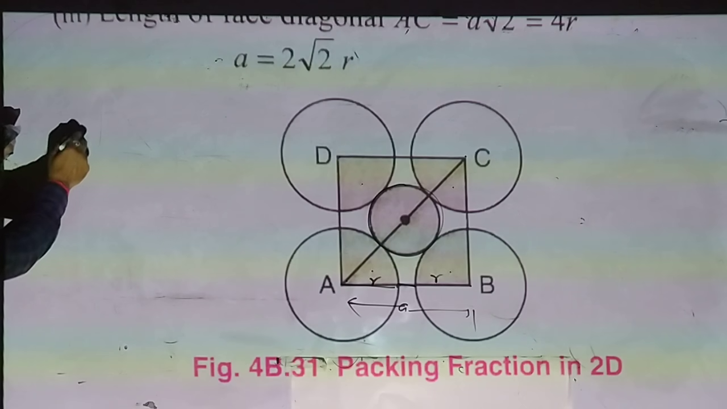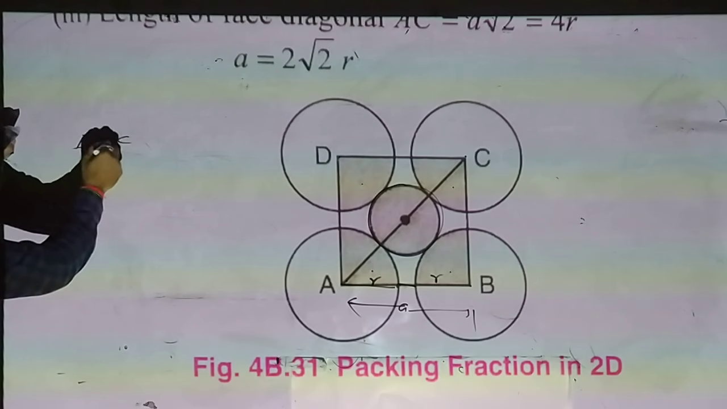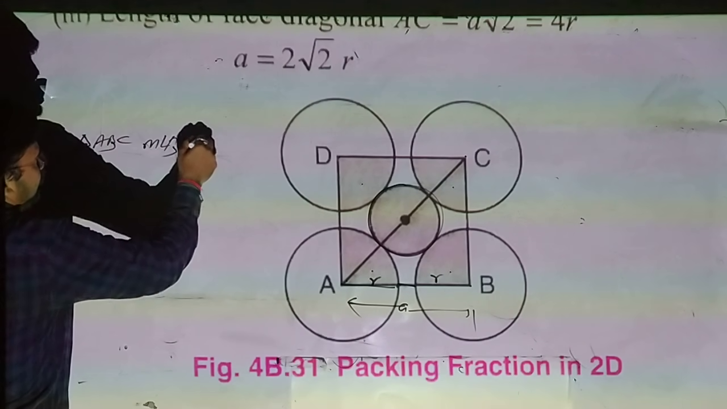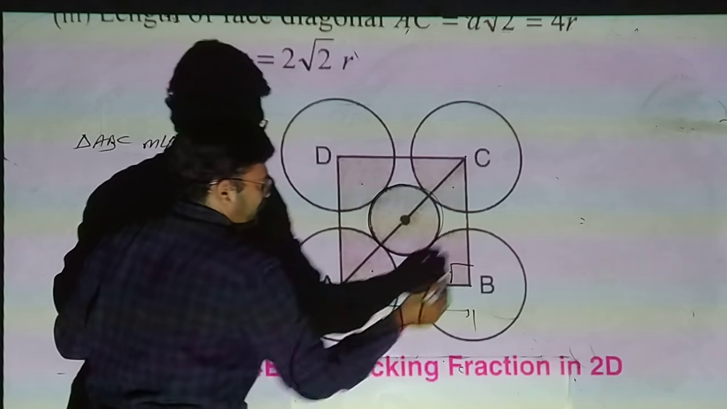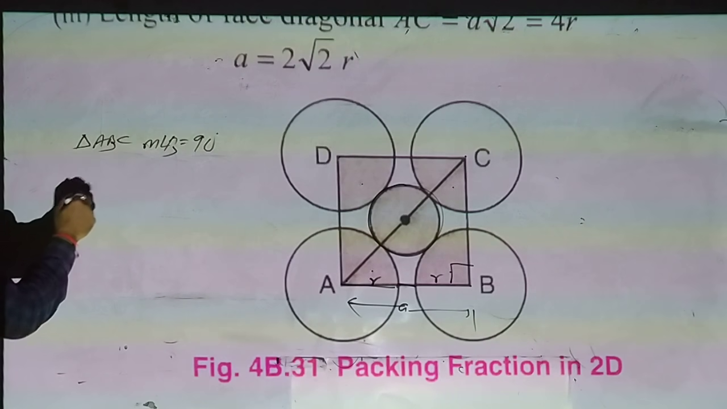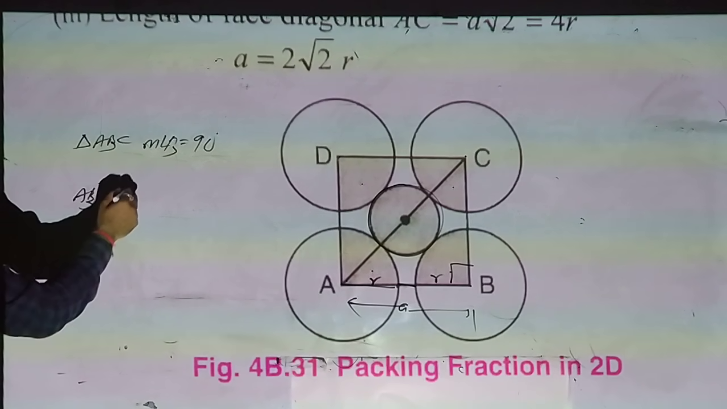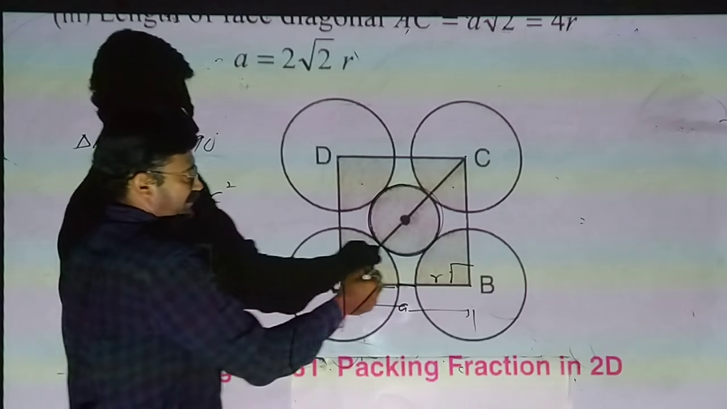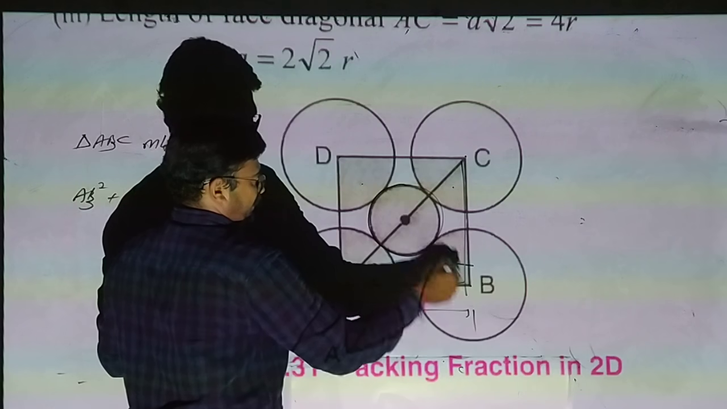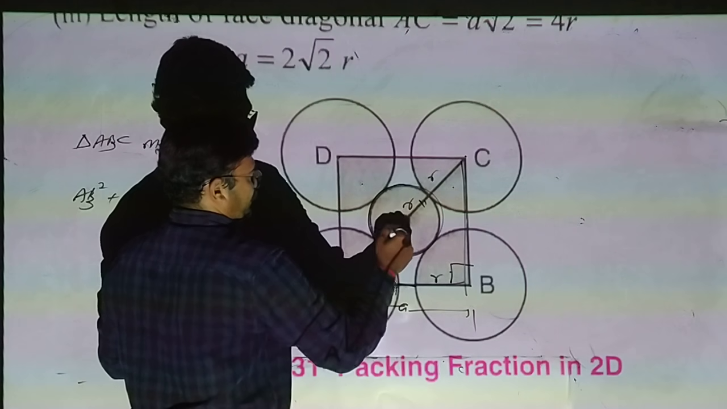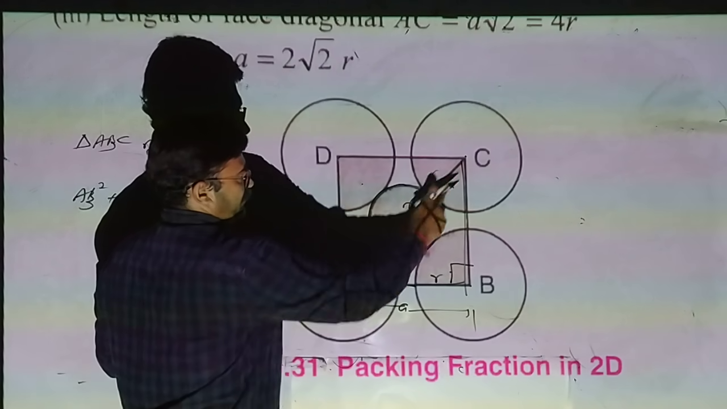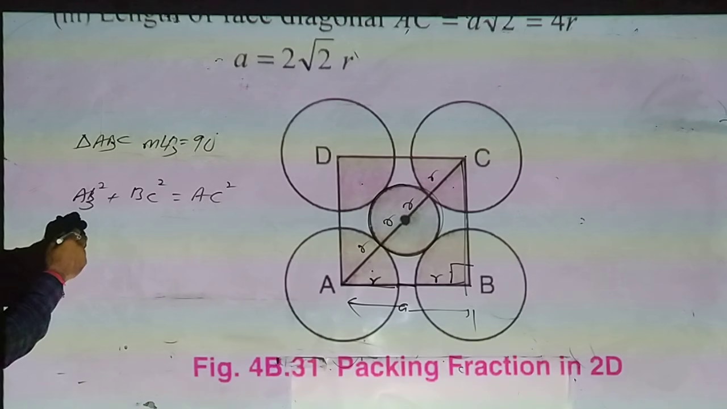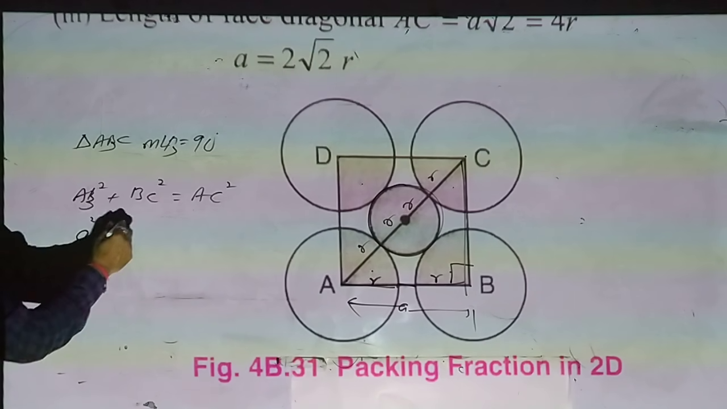So here in triangle ABC, angle B is 90 degrees. So AB square plus BC square is equal to AC square. Here AC is 4 times R, because these spheres, R and R, touch each other. So AB square means a square plus a square.